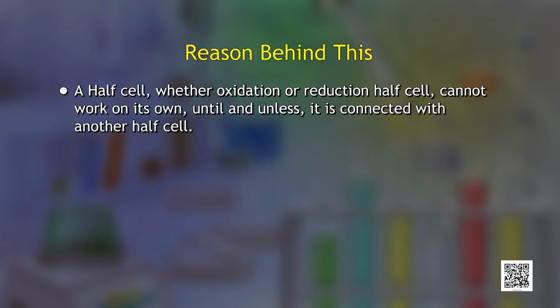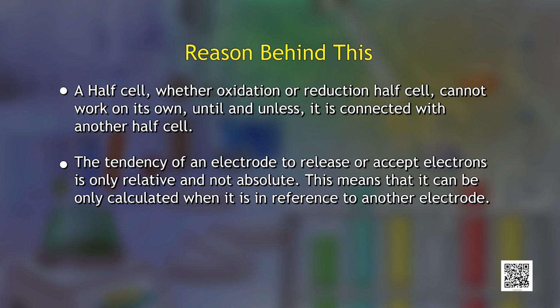A half cell, whether oxidation or reduction half cell, cannot work on its own until and unless it is connected with another half cell. The tendency of an electrode to release or accept electrons is only relative and not absolute. This means that it can be only calculated when it is in reference to another electrode. This problem can be resolved by using a reference electrode such as standard hydrogen electrode.